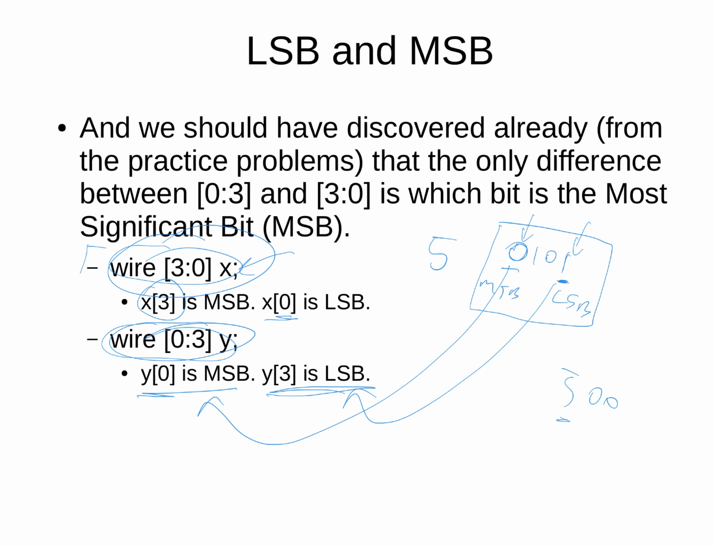So there is a difference in how these numbers are going to be represented if we declare them [3:0] versus [0:3]. However, they still represent the same number, and we will come back to that shortly to see why that's important to remember. It simplifies our understanding of things to remember that.